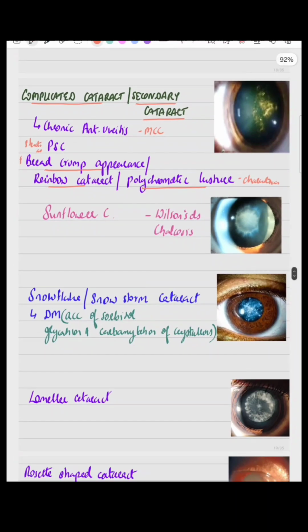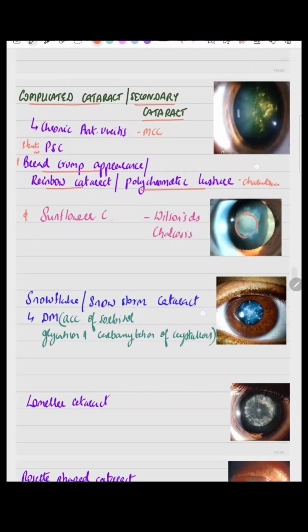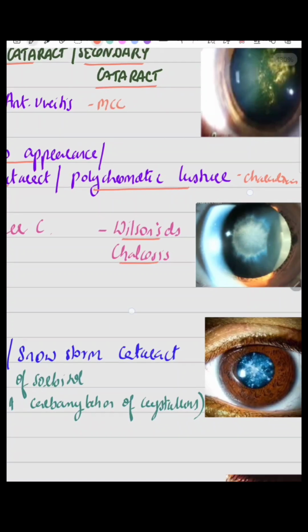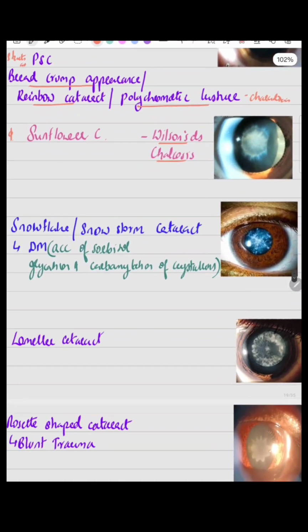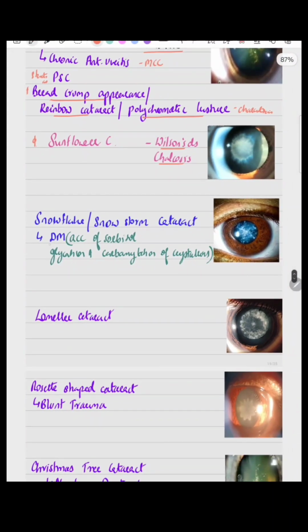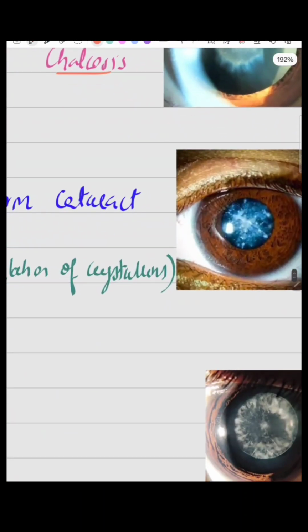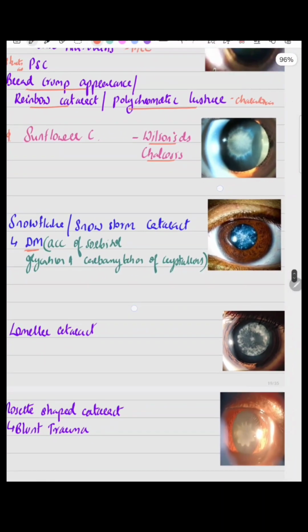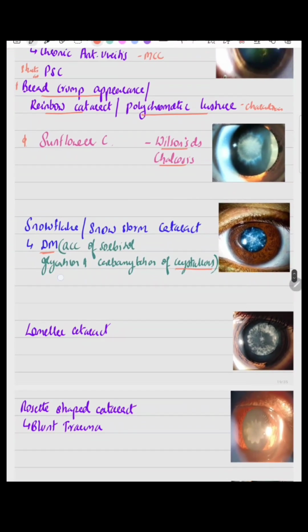Now there are certain cataracts associated with systemic disease, trauma and radiation. Sunflower cataract is seen in Wilson's disease and chalcosis. Next is the snowflake or snowstorm cataract, which is seen in juvenile diabetes mellitus. It is due to the accumulation of sorbitol, glycation and carbamylation of crystallins. It can also be seen in Down syndrome.